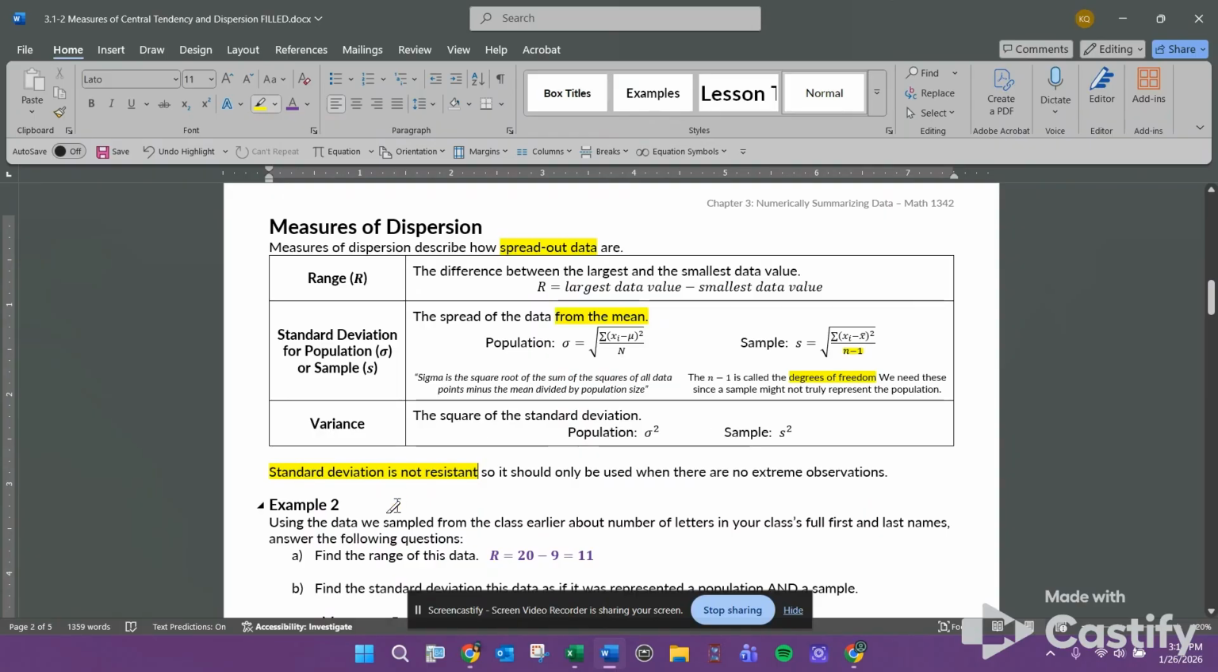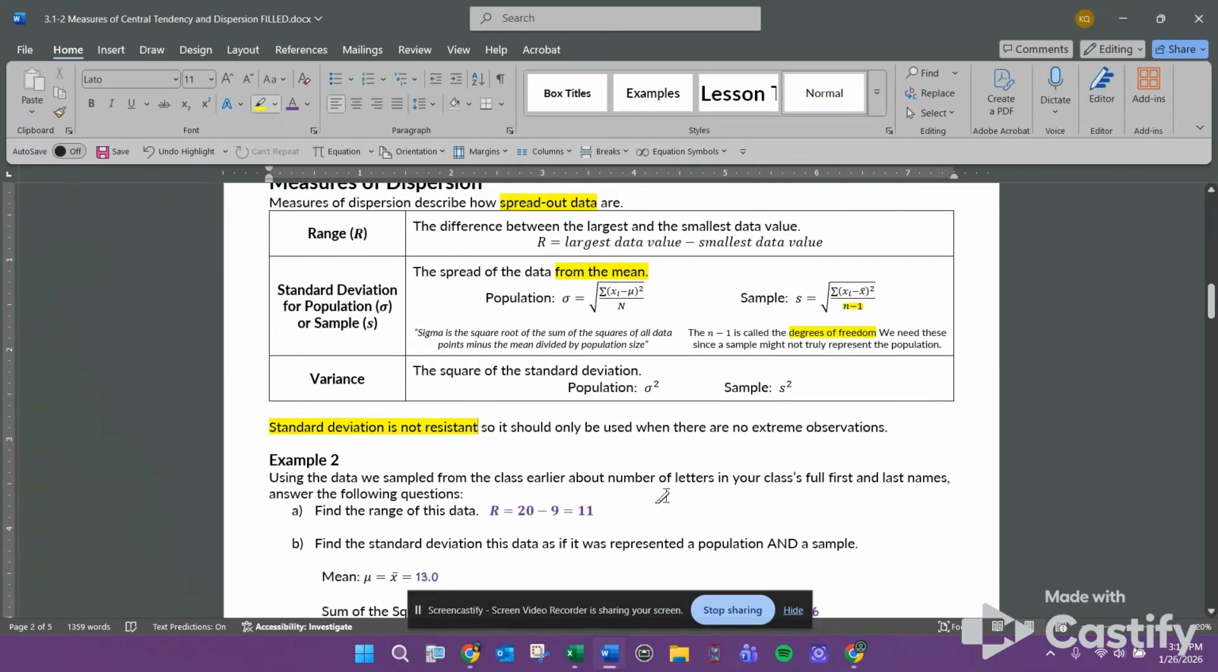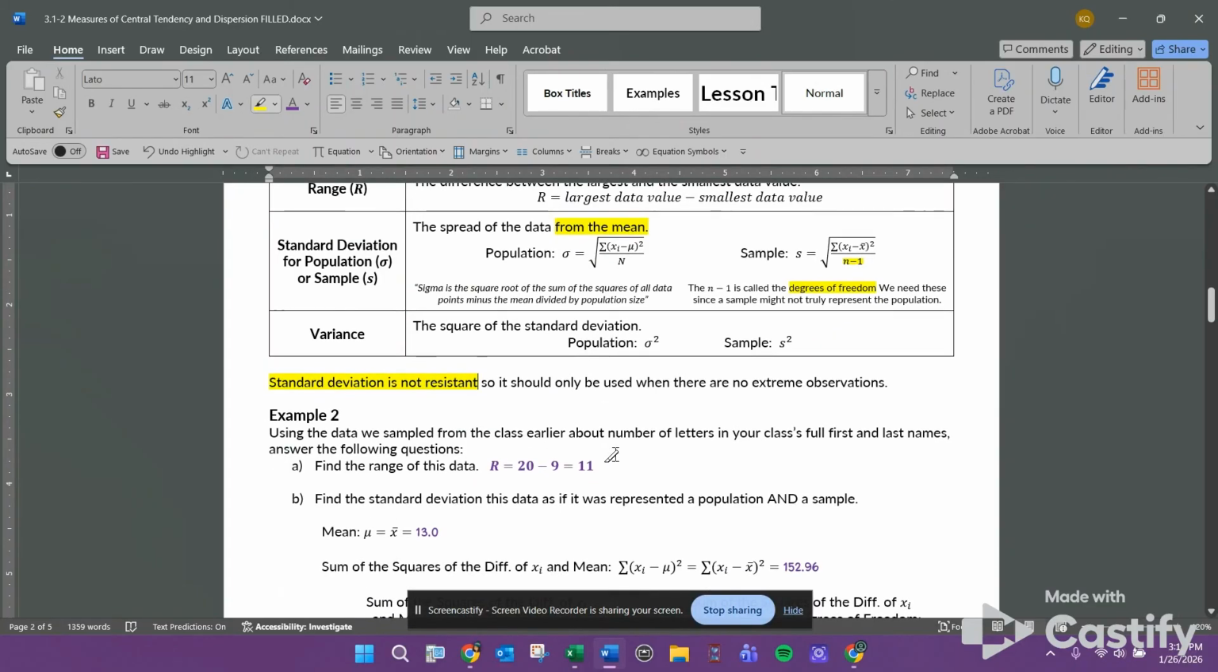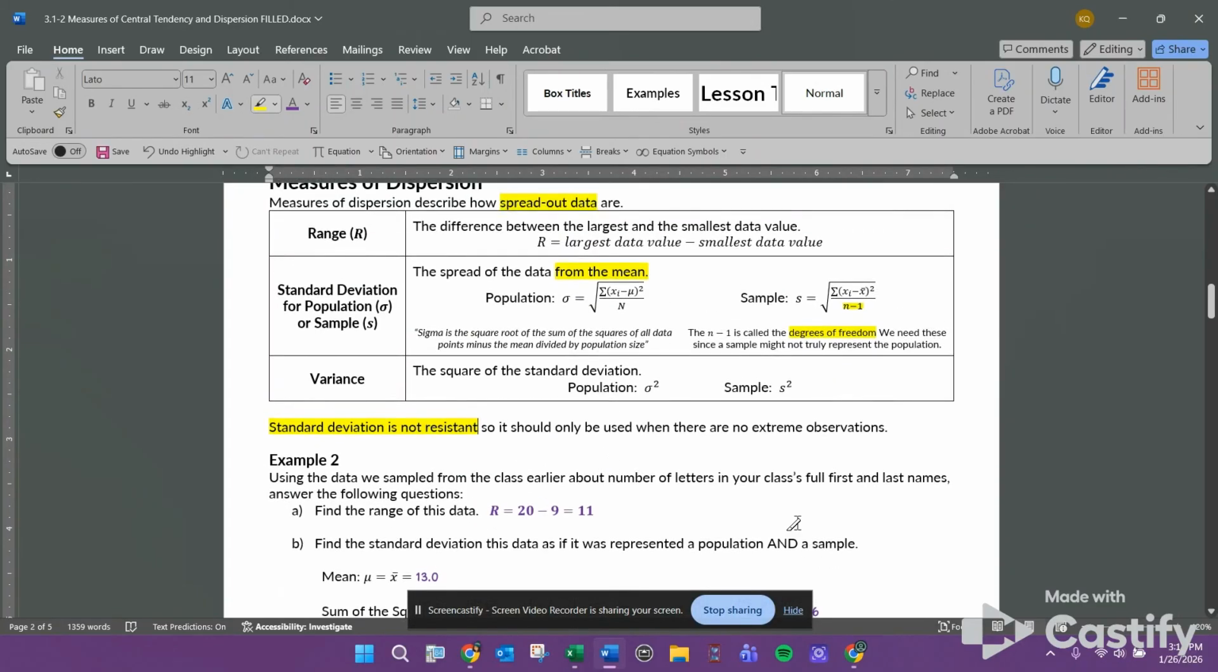Okay, so what we're going to do is we're going to use the sample from earlier. We're going to find these measures of dispersion. Now we are going to pretend that the data we have is both a population and a sample, so you can see both formulas. I've started this one already for you. We calculated the mean earlier. We are going to end up calculating all of the rest of that.